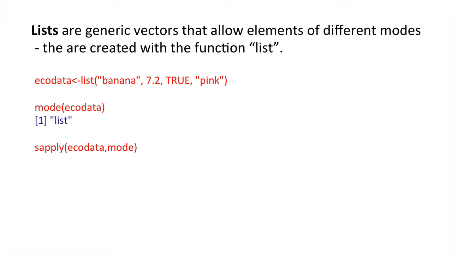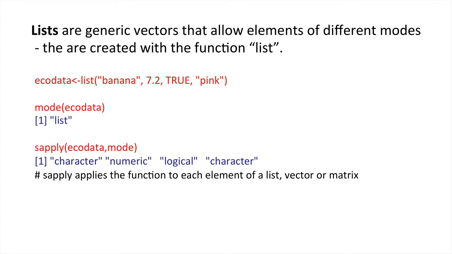And to do that, we can use sapply, which applies a particular function to each of the individual elements of any given list or matrix or vector. So if we apply sapply to ecodata with mode, then what we see is the first element is character, the second is numeric, the third is logical, and so on.